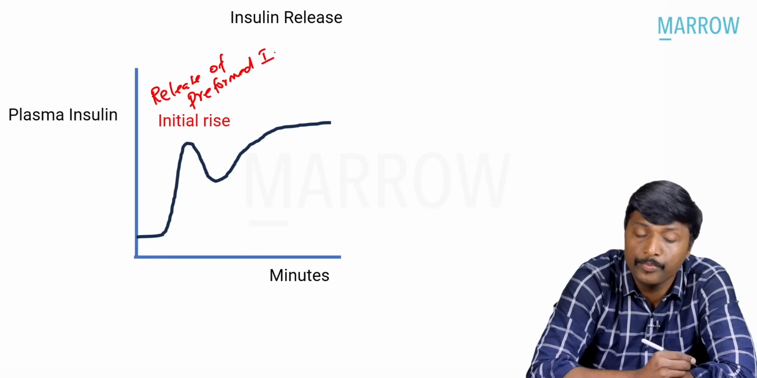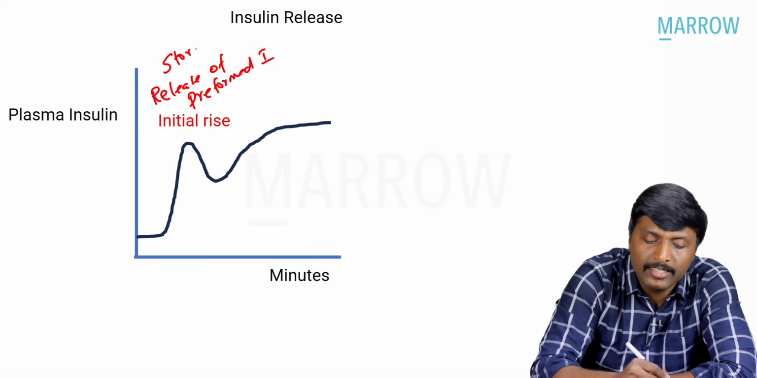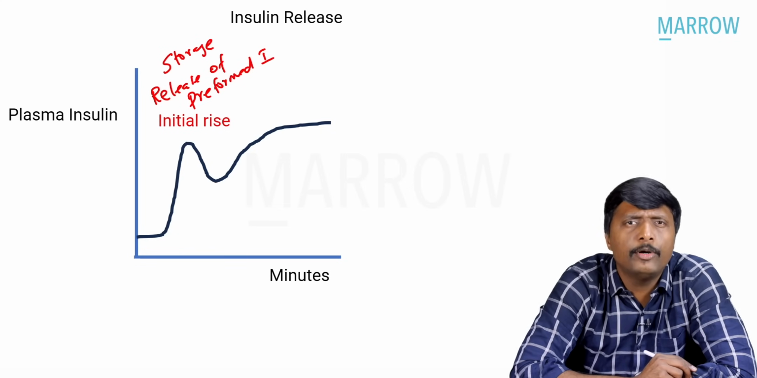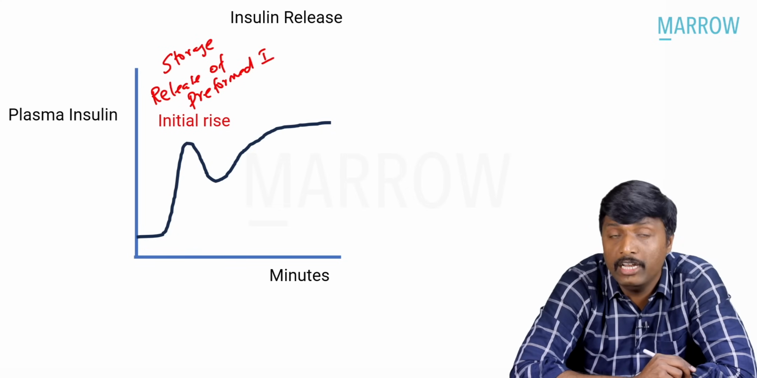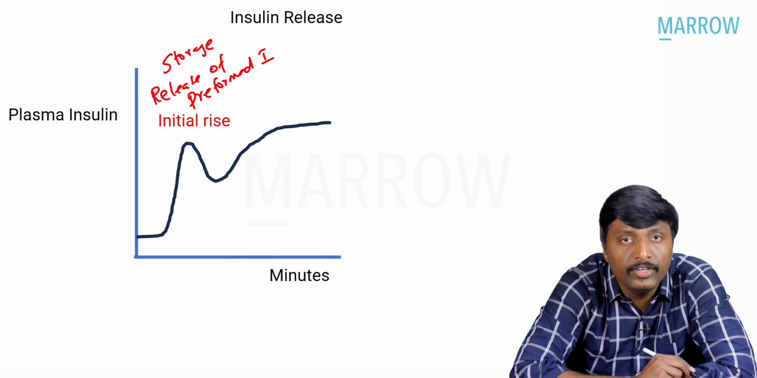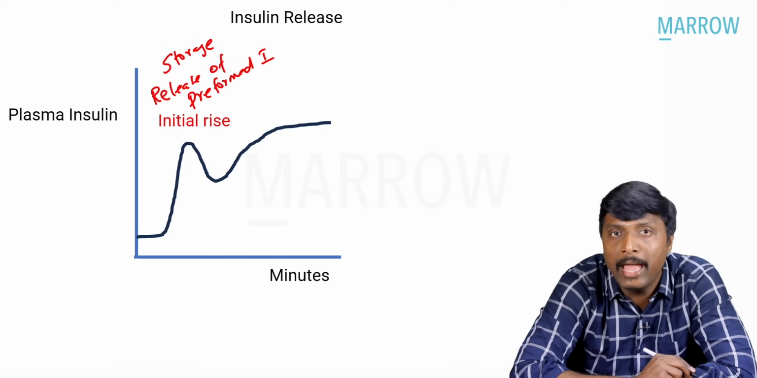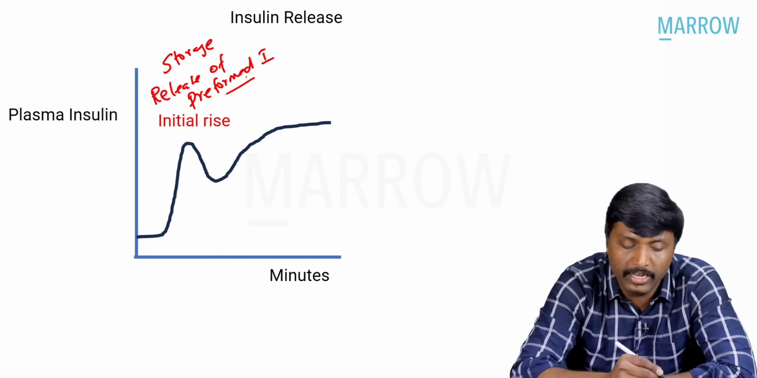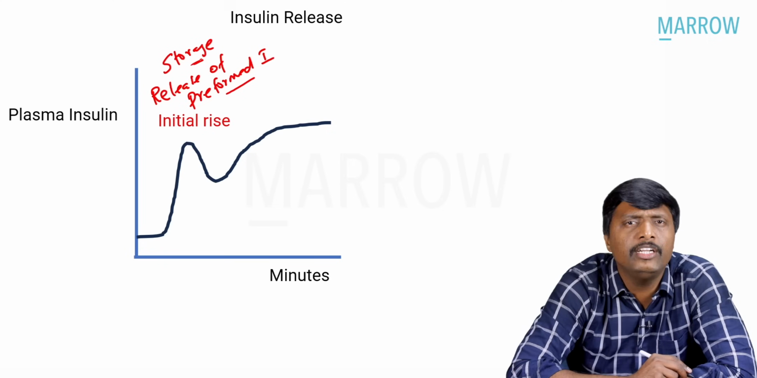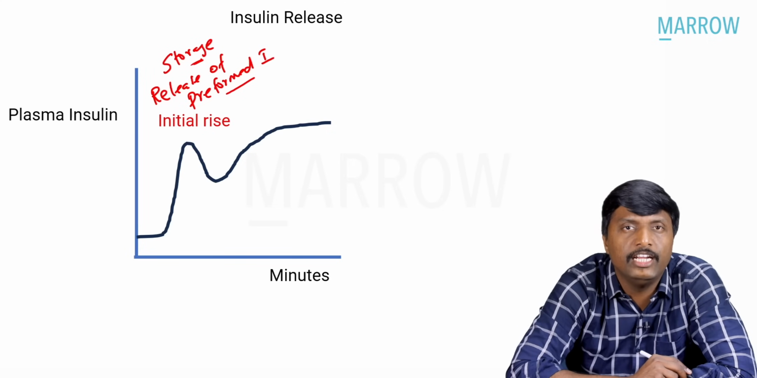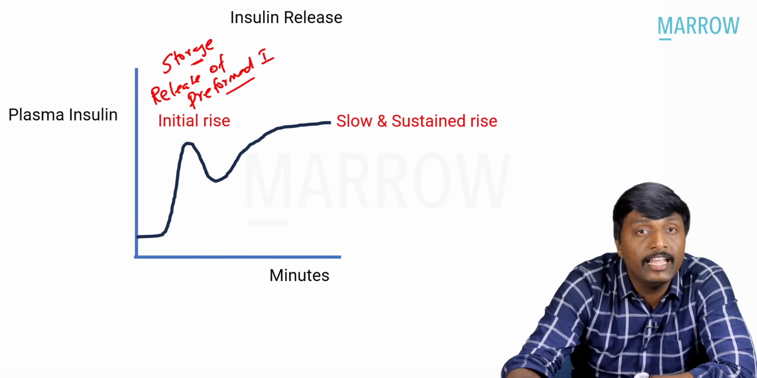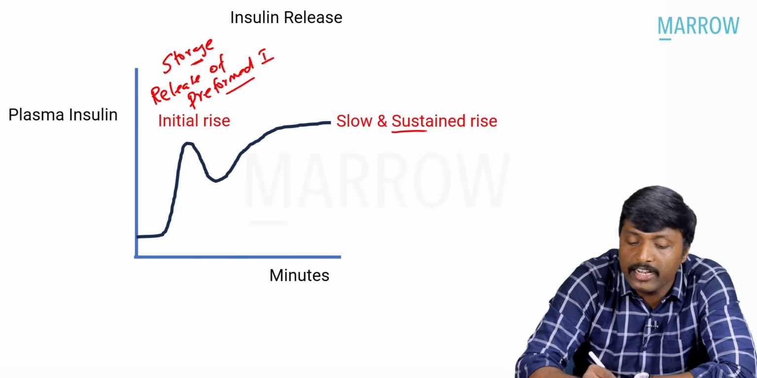That means what? Storage. So there is adequate storage of insulin. So in response to blood glucose rises, immediately we have to tackle that. So whichever is in storage, whichever is in the bank already, is mobilized. Release of preformed insulin, that is from the storage sites, will take care of glucose initially. But that alone is not sufficient. You need some more insulin. That is why there is also a later slow and sustained rise.